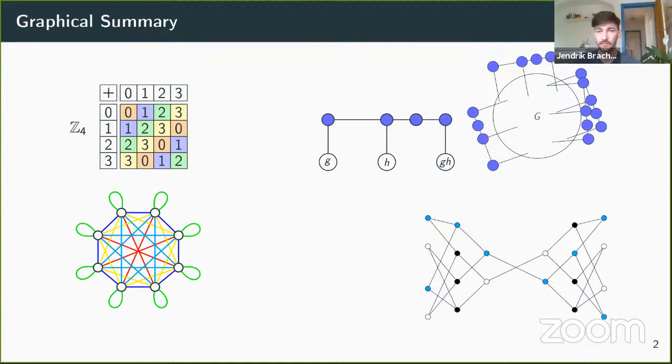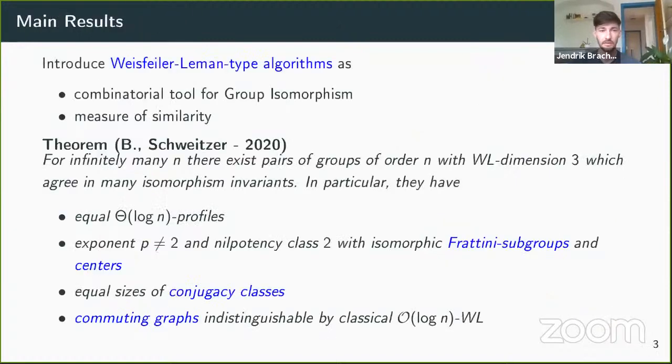What we do in this paper is, first of all, we develop Weisfeiler-Leman algorithms for finite groups. Then later, in the second part of our work, we use the Cai-Fürer-Immerman construction, which is shown here in the bottom right, to obtain interesting examples of groups.